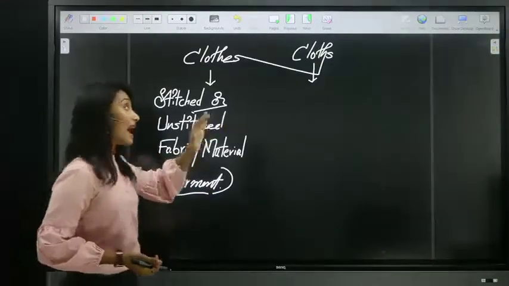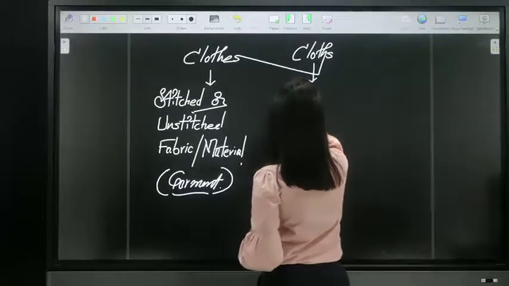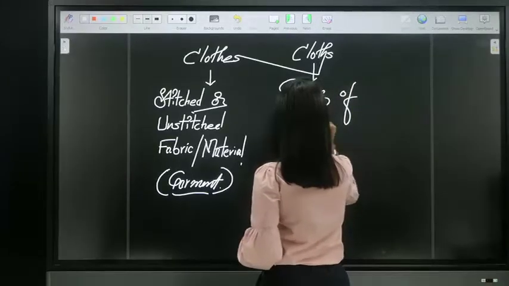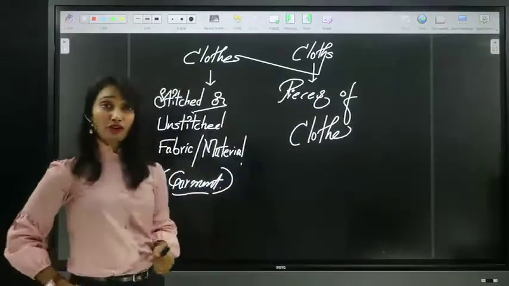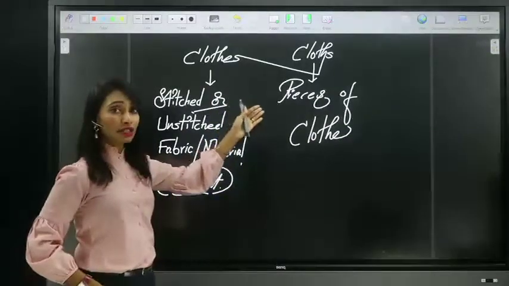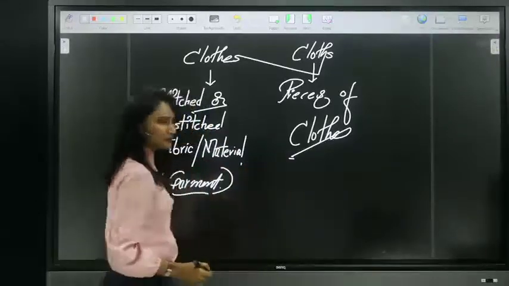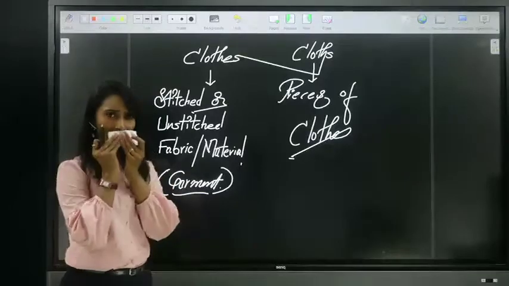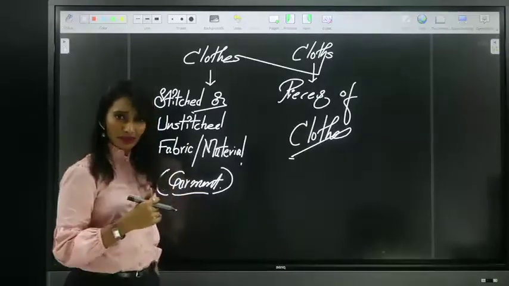On the other hand, cloth is pieces of cloth. Do we wear these? Can we wear the pieces of cloth? No, right? So, pieces of cloth, can we wear them?